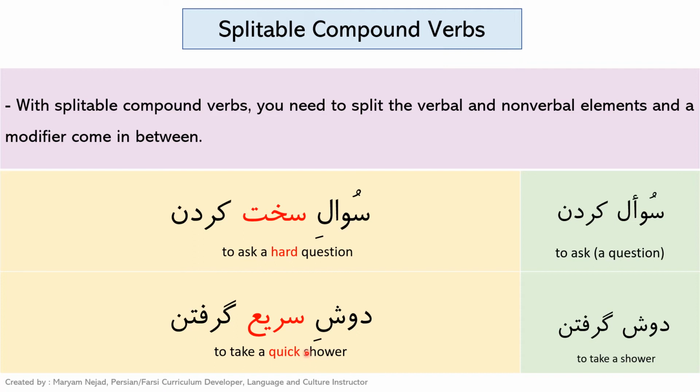Then shower, which is douche, has a modifier, quick. So in this case, we need again to split the compound verb, and then the modifier comes after the noun, and we need to connect that with اضافه. And then we need to conjugate this one, and whatever the tense is, to just give a tense to the verbal part, to the simple verb.